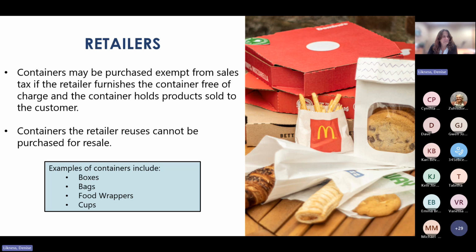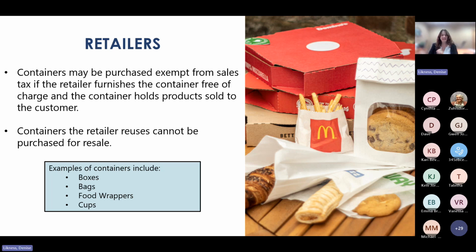Keep in mind, certain things can be purchased for resale, certain things cannot, and we do have tax facts on these. Straws cannot. Lids on the top of a cup cannot. The cup can, but not the lids on the top. And the reasoning behind that was they're not necessary for the drink.